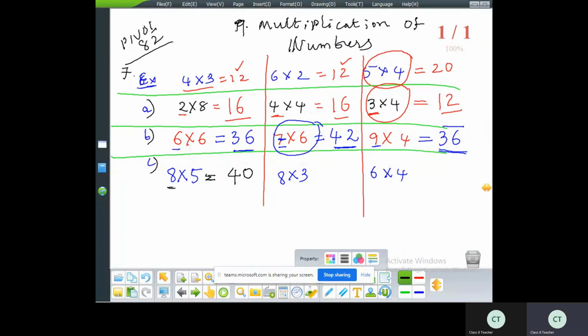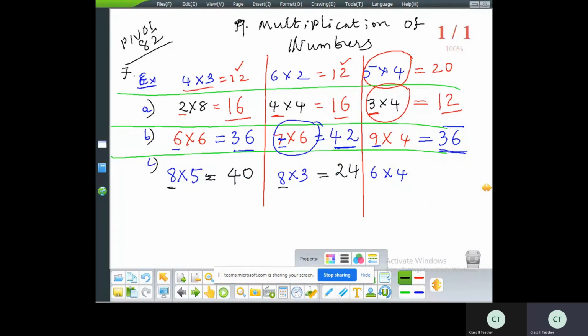Product of 8 and 5. 8 fives are 40. Next, 8 threes are, or 8 times of 3, or 8 into 3, or 8 is multiplied by 3. 8 ones are 8. 8 twos are 16. 8 threes are 24. Our product is 24.